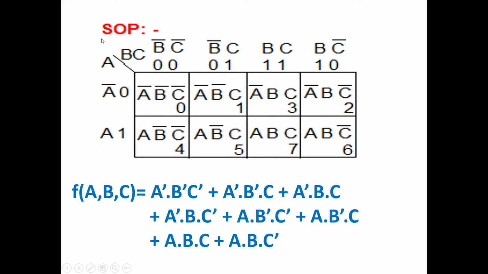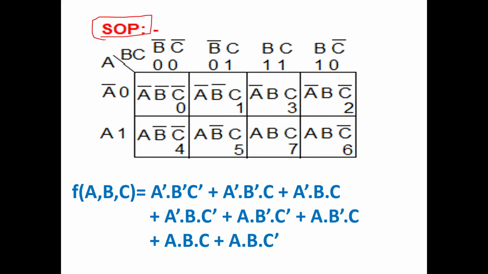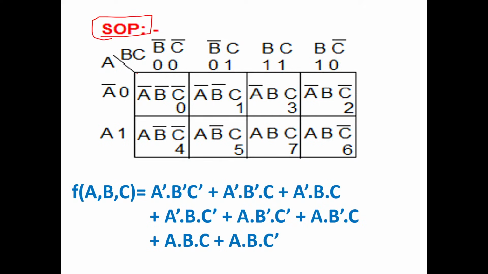So now let us see this SOP, sum of the product. I hope you have understood. SOP means what? Sum of the product. So now, how many variables? If this is a three variable K-map, how many squares will be there? Total 8 squares will be there. So you just see one, two, three, 4, 5, 6, 7, and 8. Total 8 squares are there.